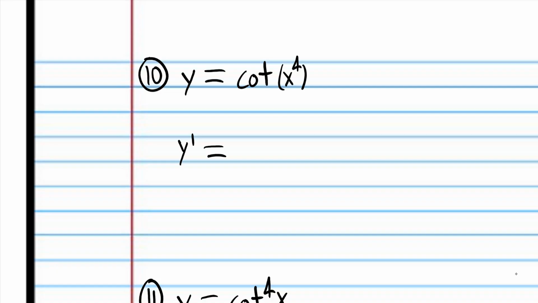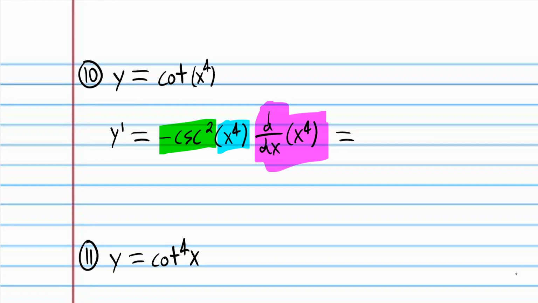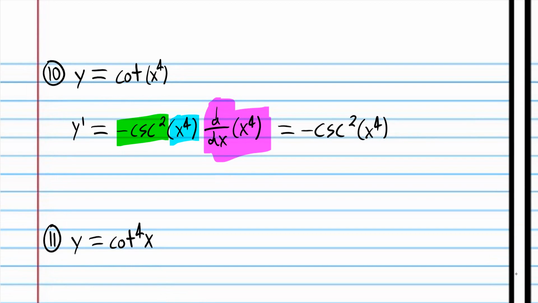Step number 1, find the derivative of the outside function, which is negative cosecant squared. Step number 2, keep the inside function unchanged. And then step number 3, multiply by the derivative of the inside function. So now all we have to do is simplify. We're done using the chain rule. We just have to simplify the expression.